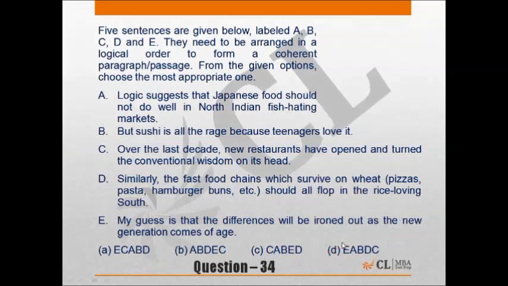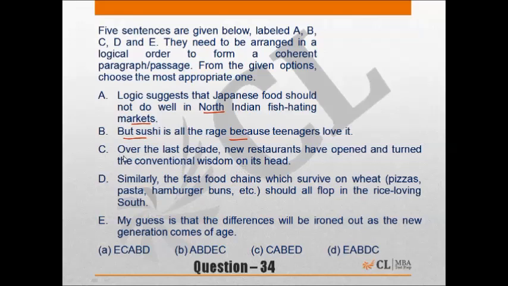Question 34. Another question of parajumble. From the options, they need to form a coherent paragraph. Statement A. Logic suggests that Japanese food should not do well in North Indian fish-hating markets. Statement B. But sushi is all the rage because teenagers love it. Statement C. Over the last decade, new restaurants have opened and turned the conventional wisdom on its head.